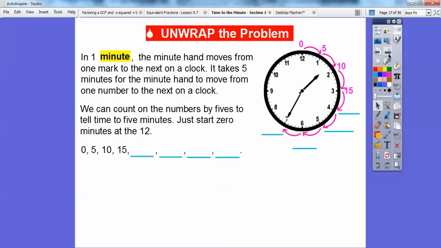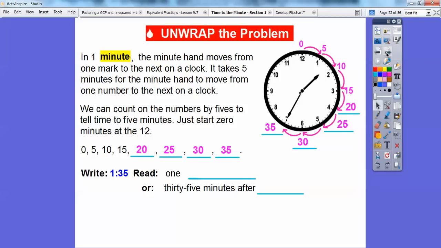Okay, so let's keep going. We're going to keep counting by 5s until we get all the way to here. So here's 5, 10, 15, and this is going to be 20 right here. You guys with me? Okay, so there's 20, and then count 25. Remember counting 30, 35 right there. So it's 35 minutes past the hour right there.